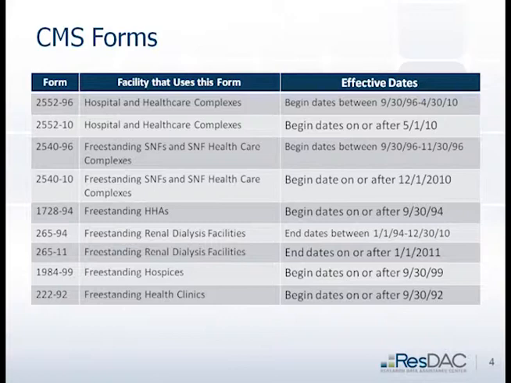But this chart outlines the form numbers and then the effective dates. And again, the effective dates, they all say begin date. But again, each one of these forms has a number, and then the 2 digits following the number indicate the year that it became effective.